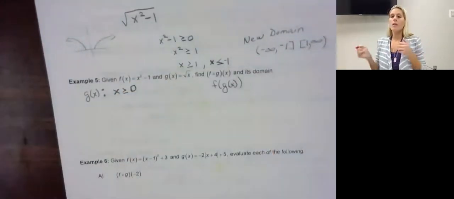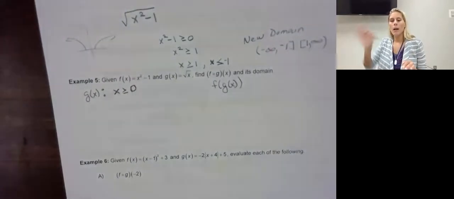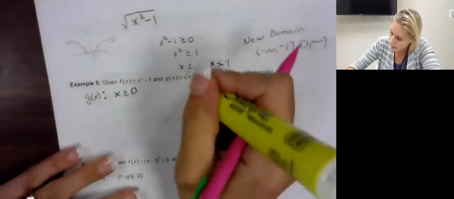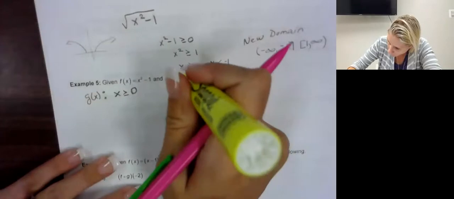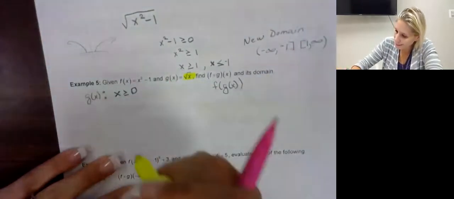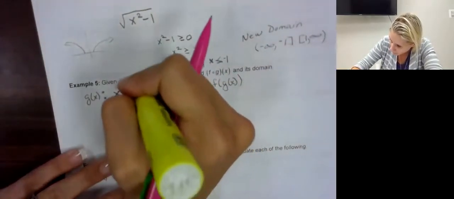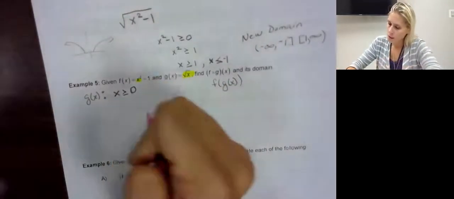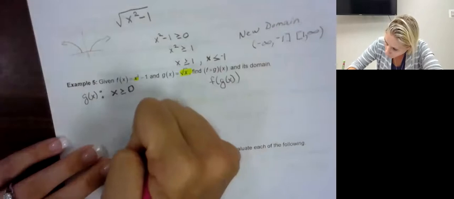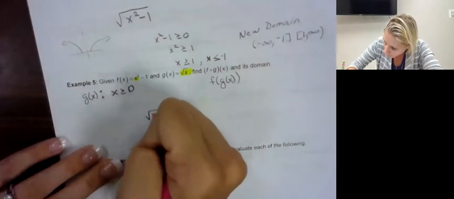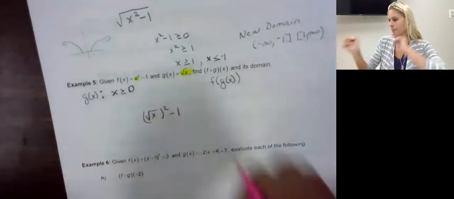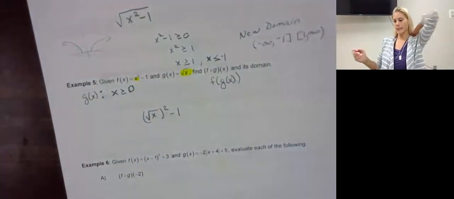There we go. So I'm just going to keep that there as a reminder for when we do our new domain after. All right. Let's look at g of x, and every time we see an x in f of x, we're going to replace it. So instead of x squared here, I have the square root of x squared minus 1. Okay, I need to simplify.